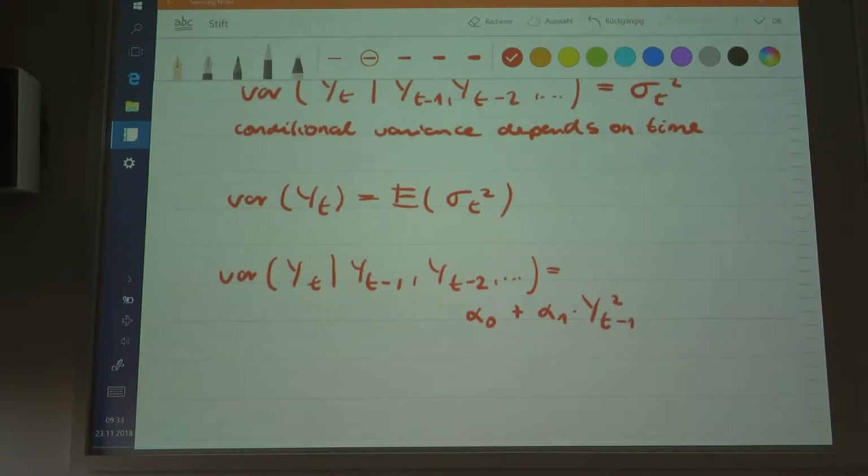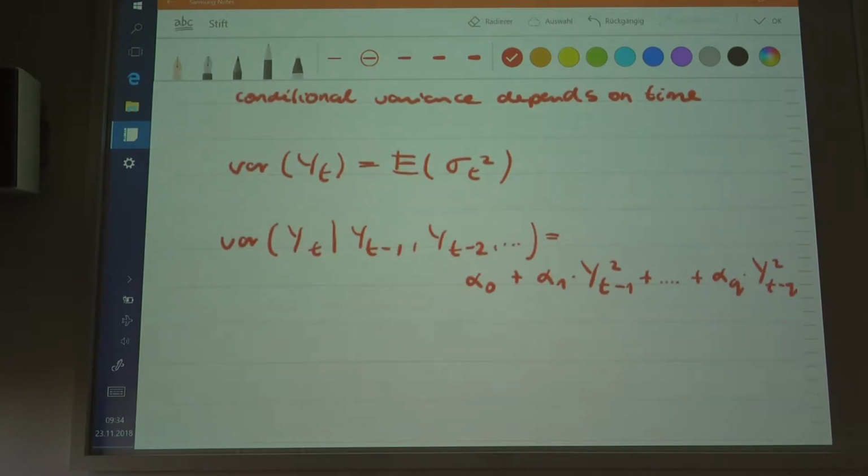Autoregressive, because here you have the lagged versions of the square of the process, so that's why it's called autoregressive. Conditional, because you have the conditional variance being time dependent. And heteroscedasticity means that the variance changes over time. If it was homoscedastic, then it wouldn't. That's basically where the process gets its name from.